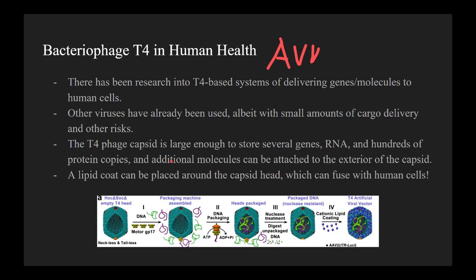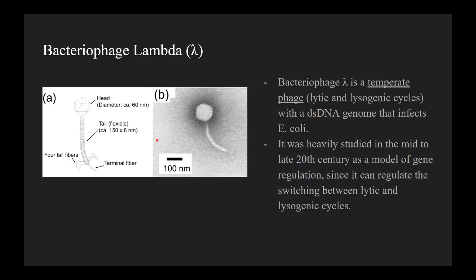But here essentially we're using the capsid, the protein shell component of the T4 phage only, and you can take away everything and then stuff inside a bunch of different DNA, protein molecules, etc. And then you can even stick stuff on the outside. Then you can put a lipid coat around the entire thing, and when you inject these into human cells, they'll fuse with the human cells and deliver all these things very well. So pretty interesting.